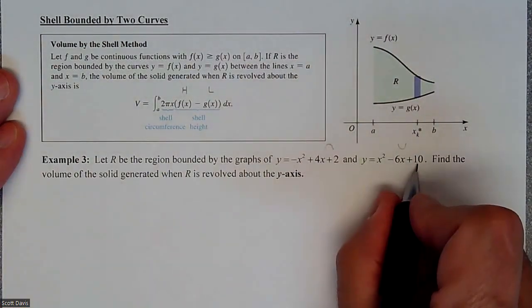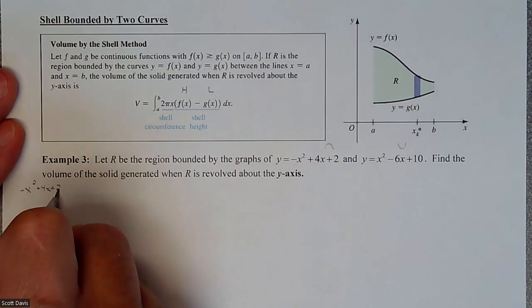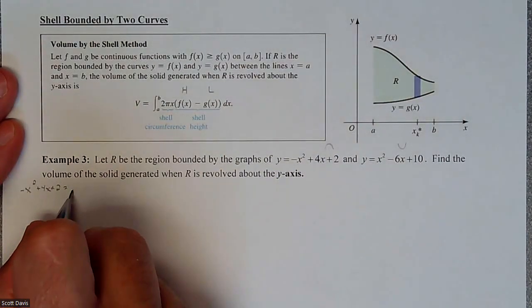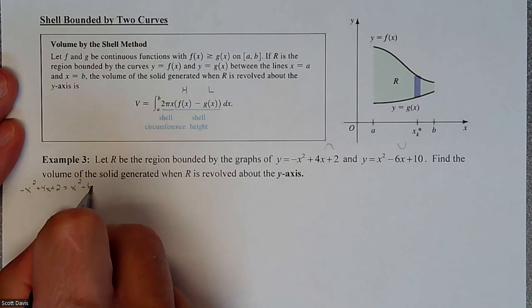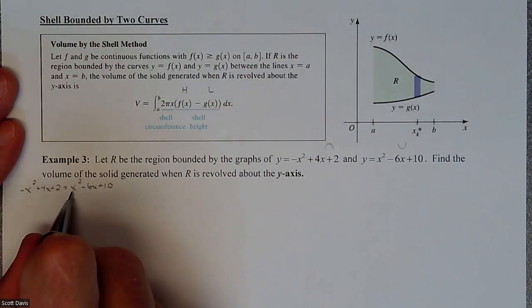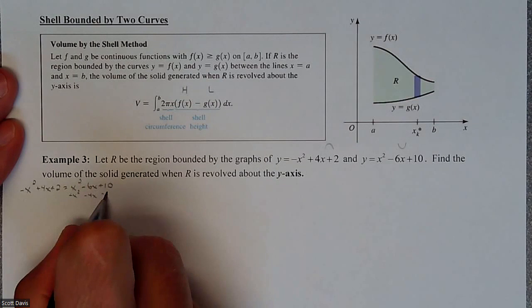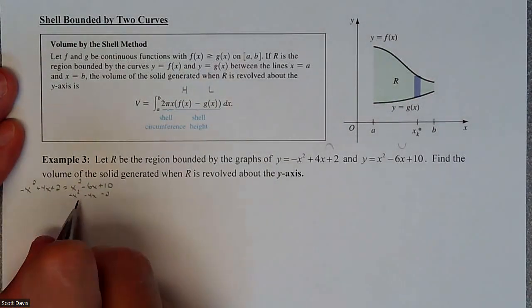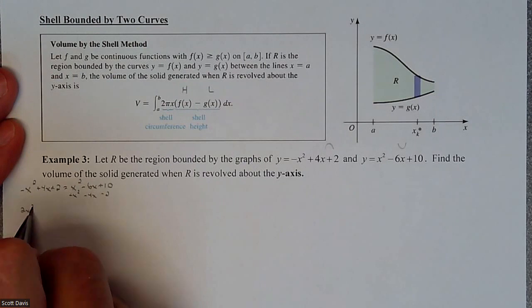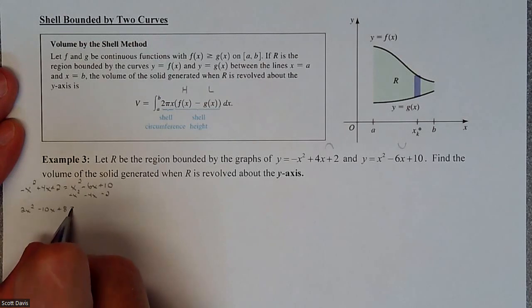So let's just take this equation and set it equal to this equation and start by seeing where they intersect. So if I take negative x squared plus 4x plus 2, set it equal to this quadratic, x squared minus 6x plus 10, and start to solve. I'll bring this over, bring that over. So we're going to add x squared, we'll subtract 4x, and we'll subtract 2 by bringing those over. So we'll have a 2x squared minus 10x plus 8 equaling 0.